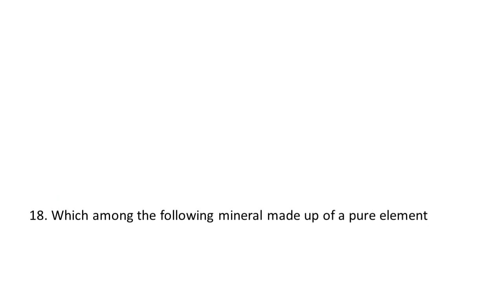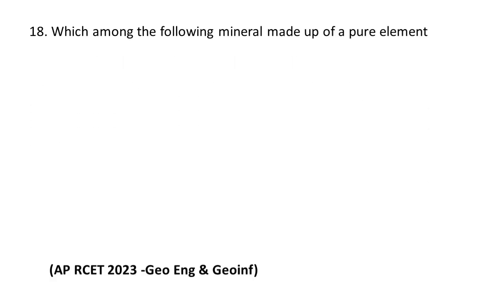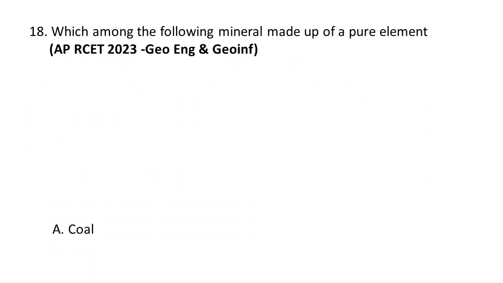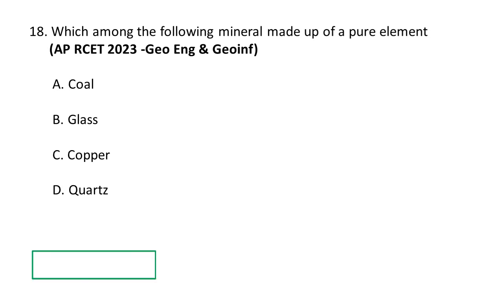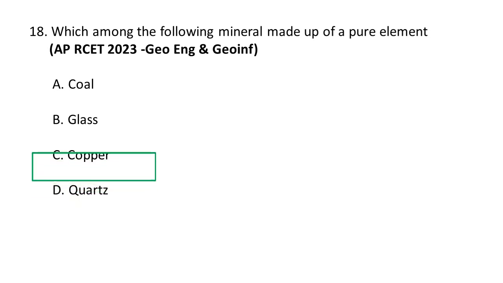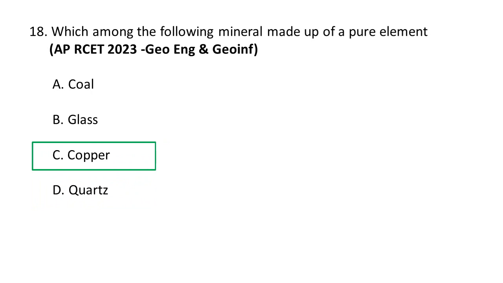Next question. Which among the following minerals is made up of a pure element? This is also a very simple question. A. coal, B. glass, C. copper, D. quartz. Out of these, copper is made up of a pure element, whereas the others are composed of combinations of elements. So C. copper is the correct answer.